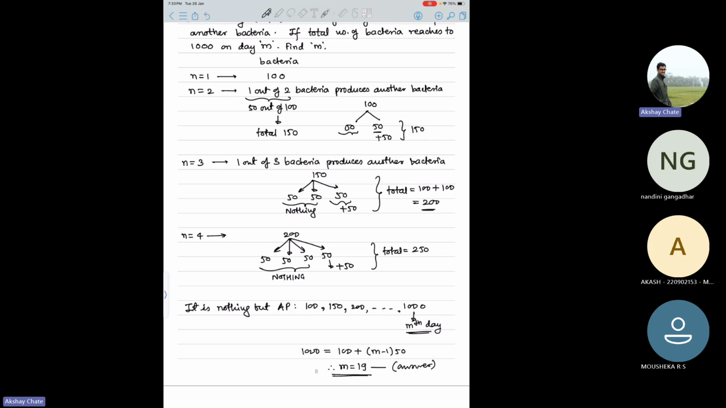N equal to 5 you take, so that means on the fifth day, 1 out of 5 bacteria will produce new bacteria, right? So you need to divide 250 into 5 parts. So that will be nothing but 50, 50, 50, 50. So only 50 will add 50. Another 200 will remain as it is. So that will be 300. Understood? Is it clear? Or still a doubt? Yes, sir. Got it.